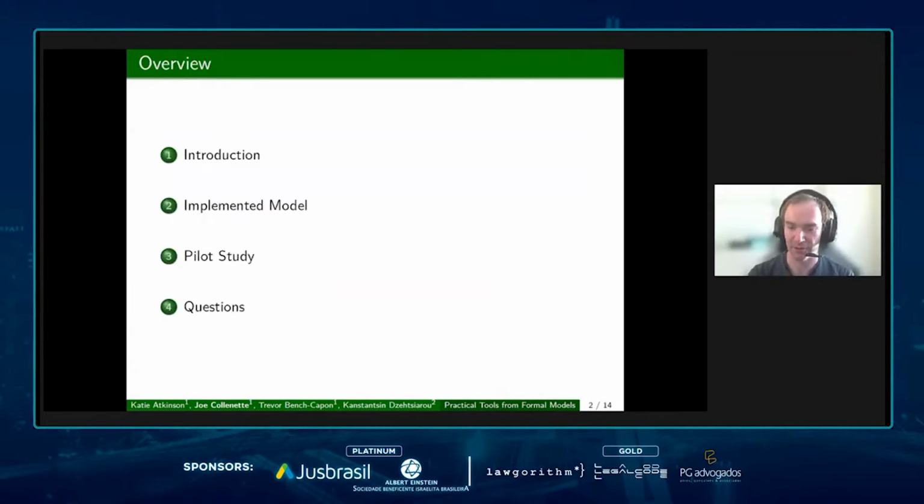So just to give you a bit of an overview, I'm going to start off with an introduction to our work, including some of the motivation about why we've chosen admissibility of cases as the problem to tackle. I'll then discuss how our model was implemented, both as a concept and practically. And then finally, I'll discuss the pilot study where our implemented program was used by a small sample of lawyers who work in the European Court of Human Rights. And then finally, I'll take some questions at the end.